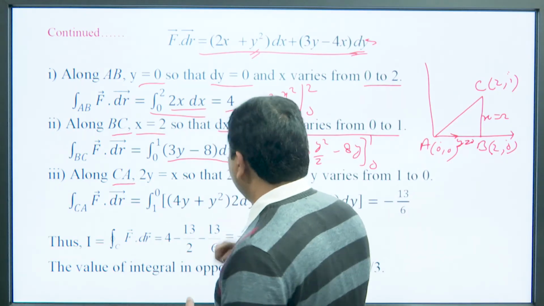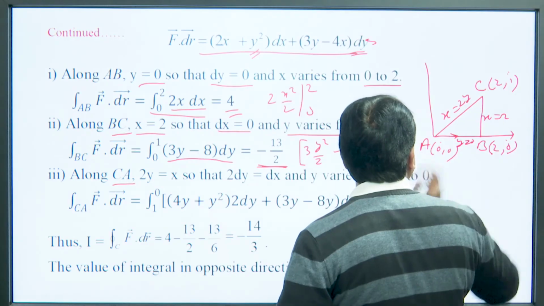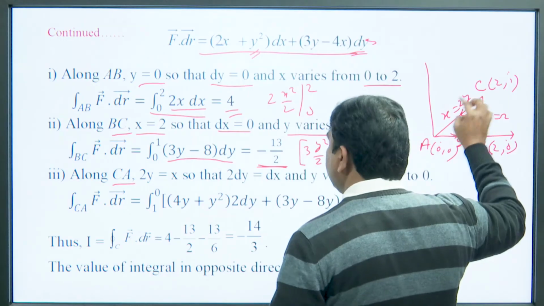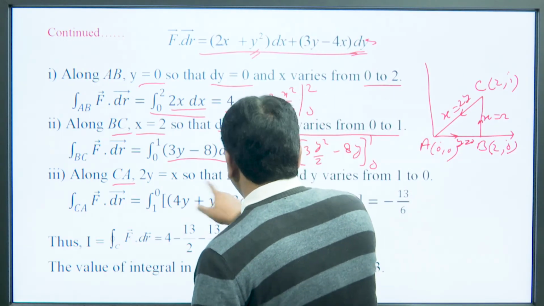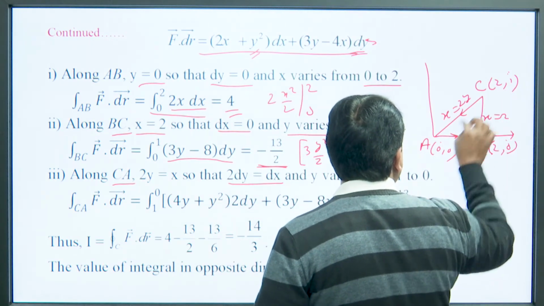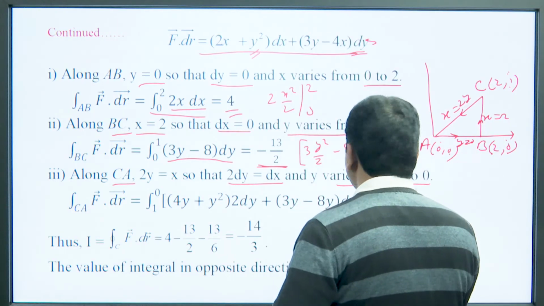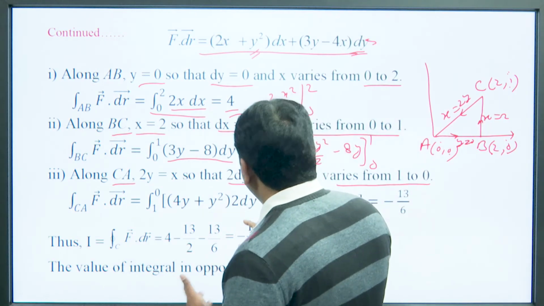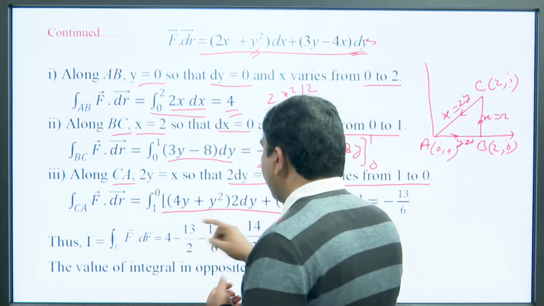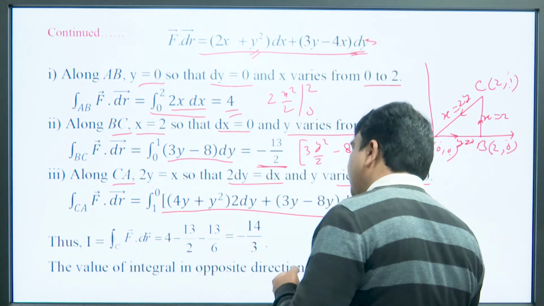Next, along CA, this is the line x is equal to 2y, and we have to find the integral from C to A. So x is equal to 2y, dx is equal to 2 dy, and y varies from 1 to 0. In this case we find the value in terms of y, then we get this expression with limits 1 to 0. Then easily we can calculate the value as minus 13 by 6.